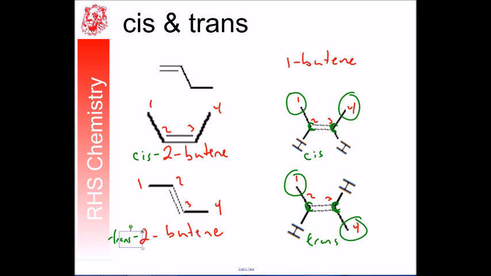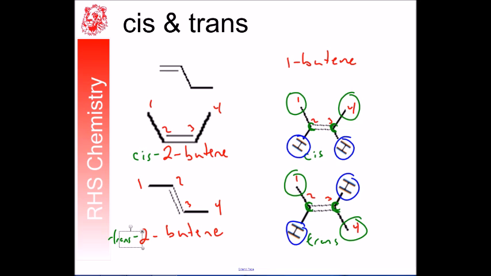Sometimes it's easier to look at the smallest groups, and it becomes a little bit more convenient. So if I repeat this process, there's my carbon. Out of those two things that are attached to that carbon, the smallest is the hydrogen. Out of these two things, it's the hydrogen here that's the smallest. And they are on the same side, so it's cis. And over here, the smallest thing out of those two is hydrogen. The two hydrogens are on opposite sides, so it's trans.